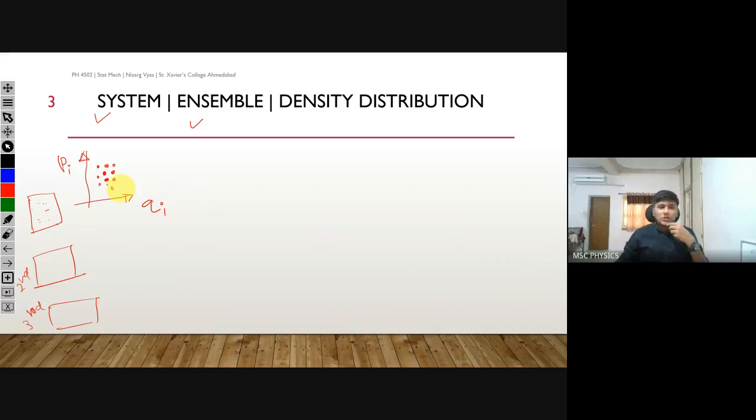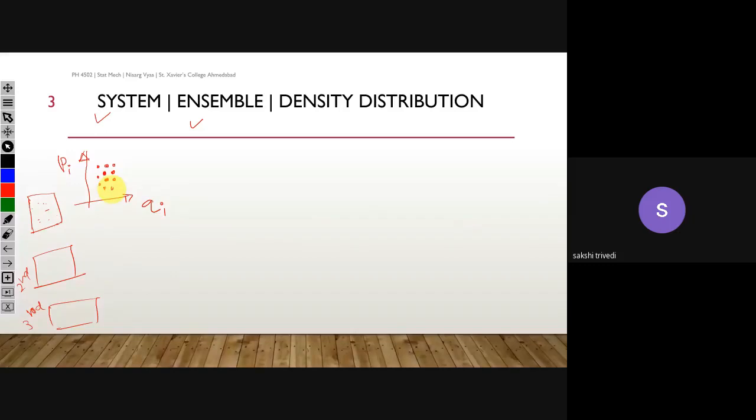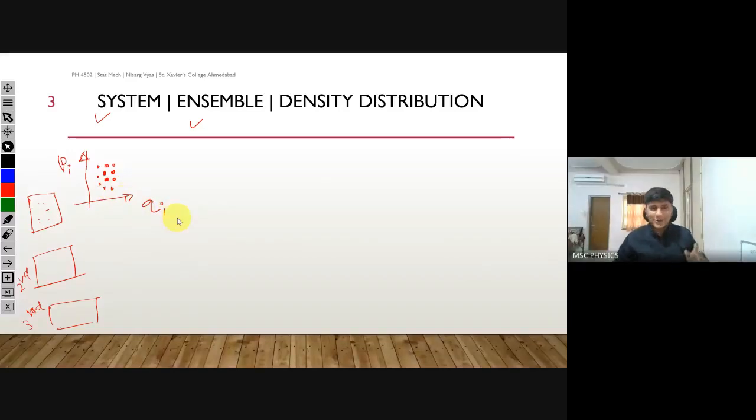Okay. So what I was talking about? I was talking about, can anybody, I was talking about something? Generalized position, yes. So they are generalized positions. Thank you.